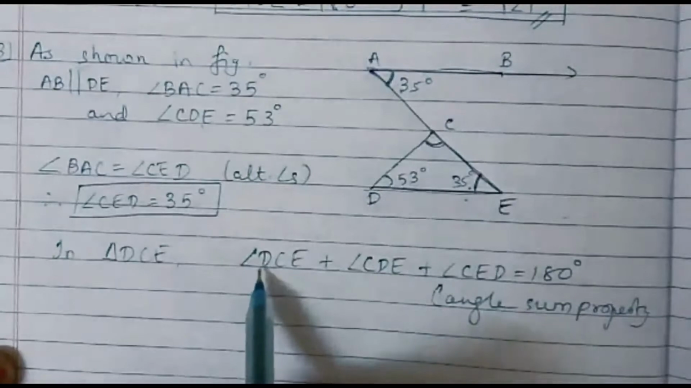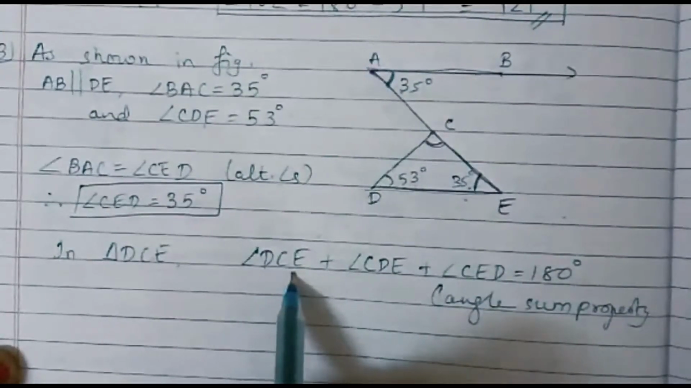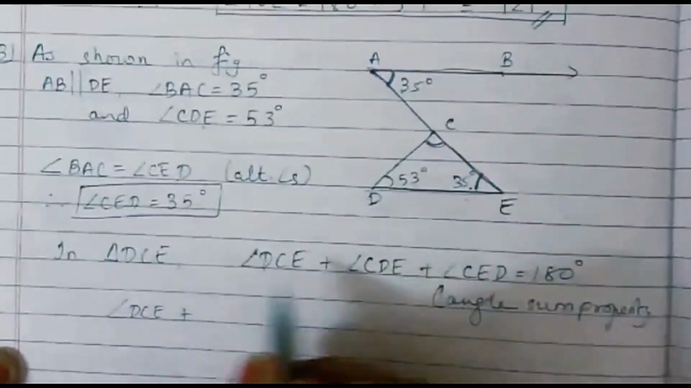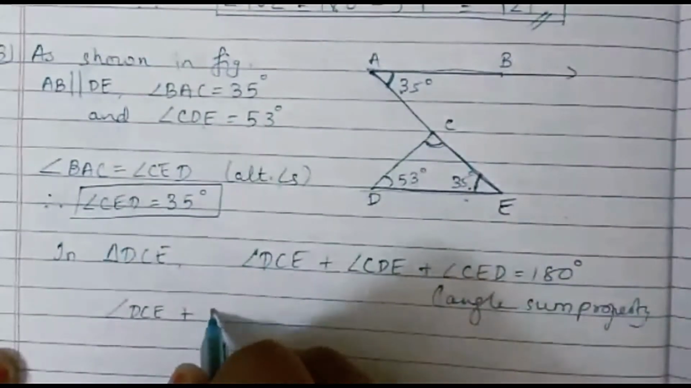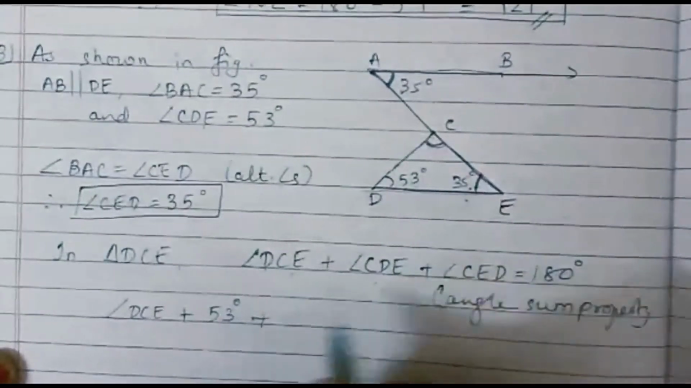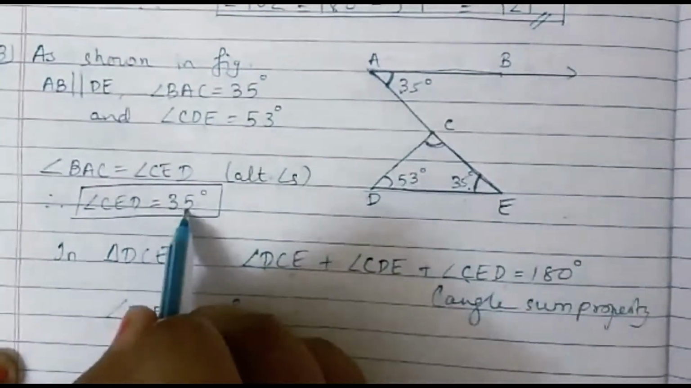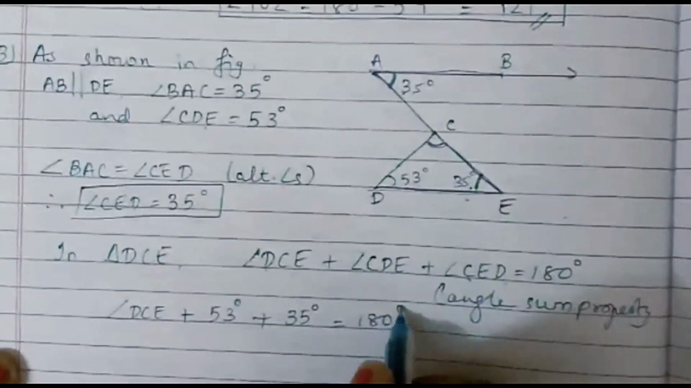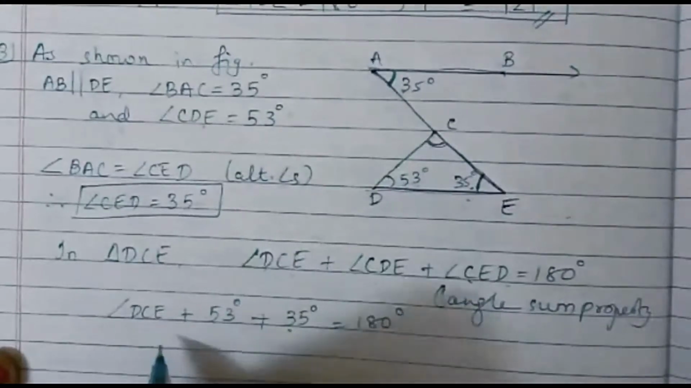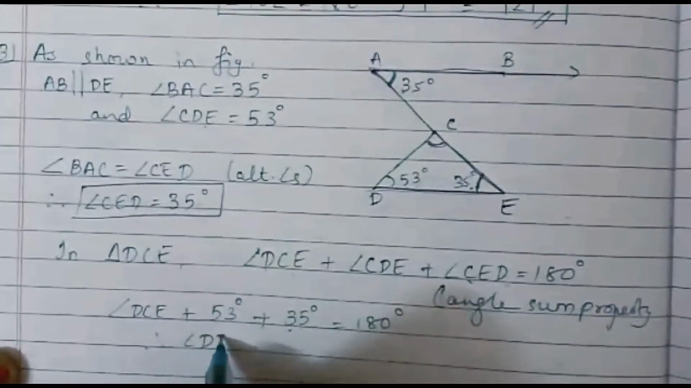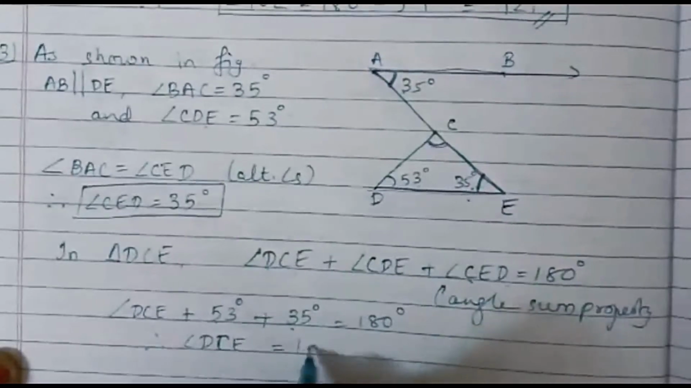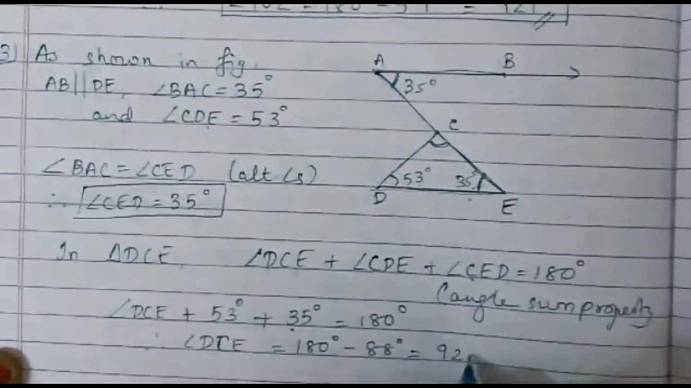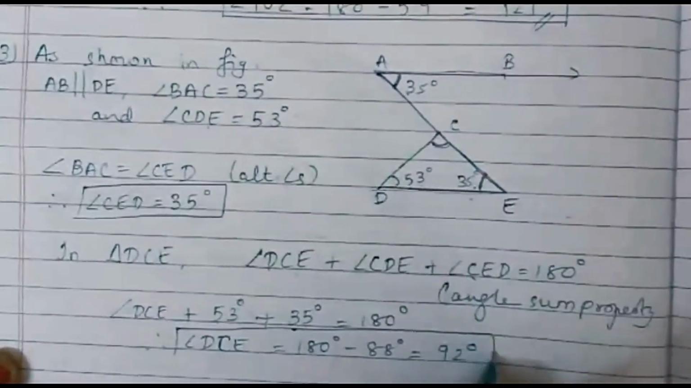So I have written already angle DCE, which we are going to find. So angle DCE plus angle CDE, which is equal to 53 degree, and same way plus CED. The CED we have right now obtained, that is 35 degree, which is equal to 180 degree. 53 plus 35 is 88. So angle DCE will be equal to 180 degree minus 88 degree, which is equal to 92 degree. So this is your final answer.